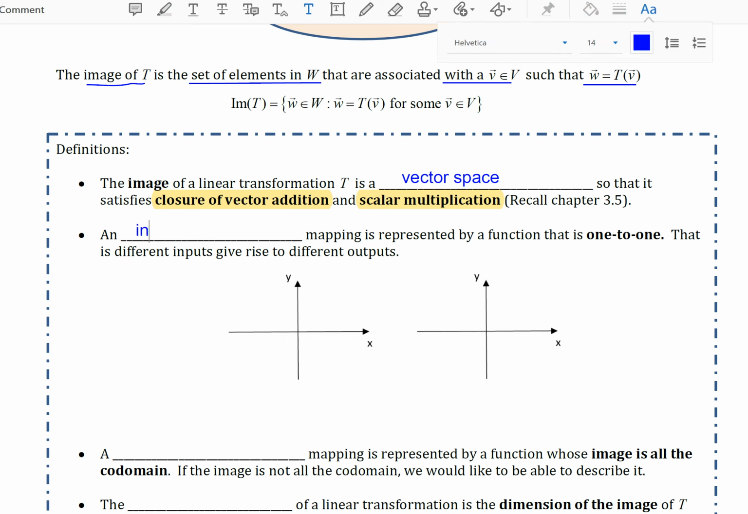An injective mapping is represented by a one-to-one function. That is, different inputs give rise to different outputs. This is a concept you'll remember from college algebra. One-to-one functions are functions that possess an inverse. There are also functions that you recall pass the horizontal line test.